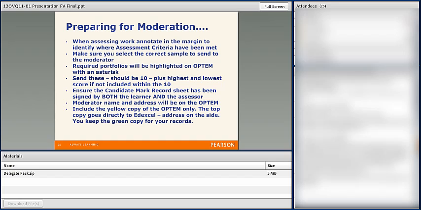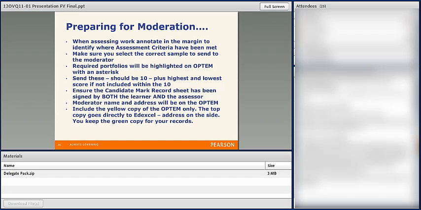The moderator's name will be on the Optem. At the bottom of the Optem there will be a sticky label with the moderator's name and address on it, and you need to attach the sticky label to the envelope that you send them in. When you send the portfolios, you also need to include the yellow copy. Sorry, it's the middle copy. The yellow copy needs to be included with the portfolios.